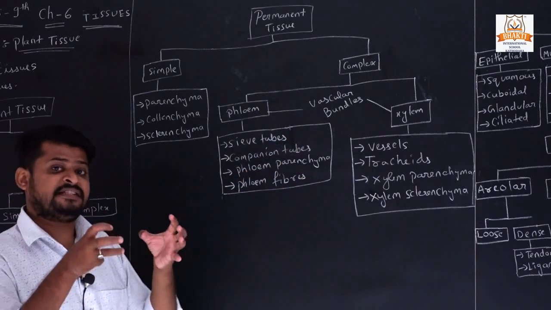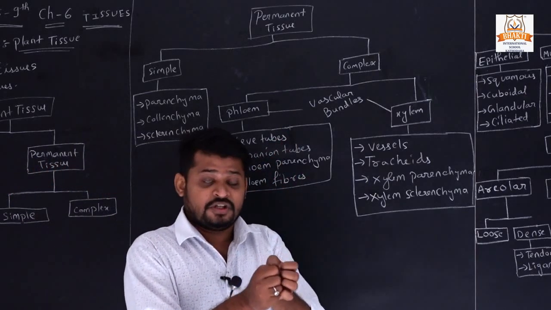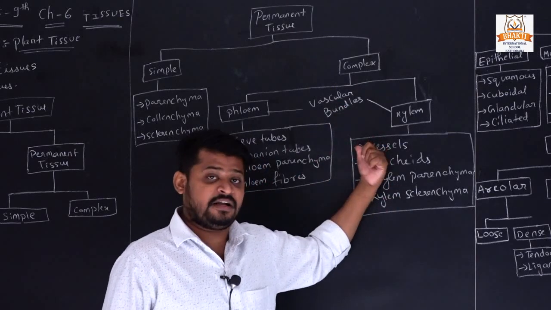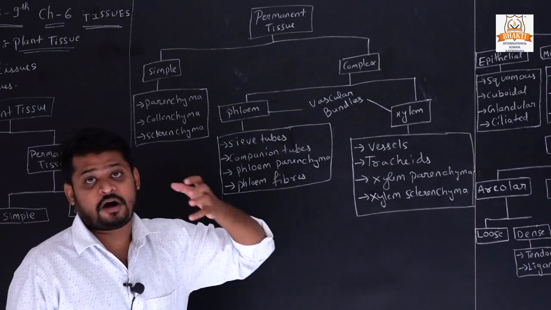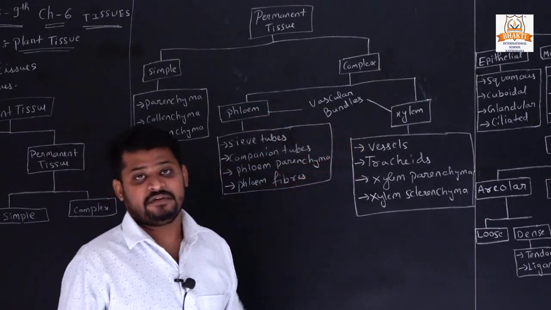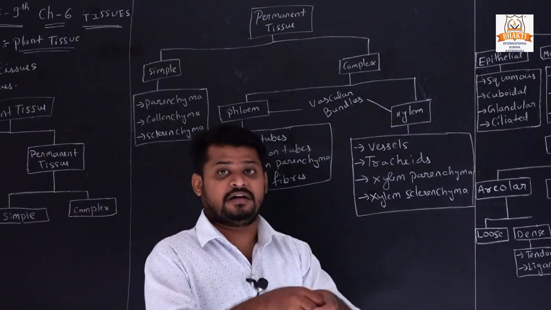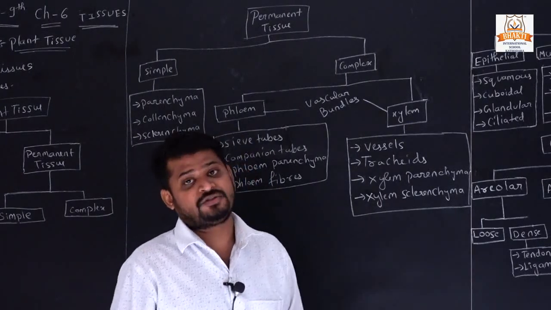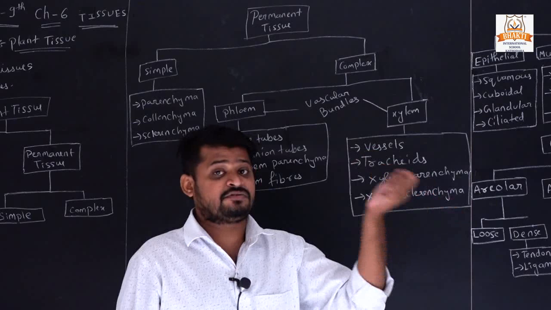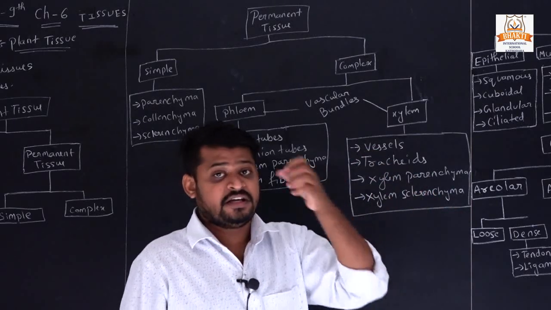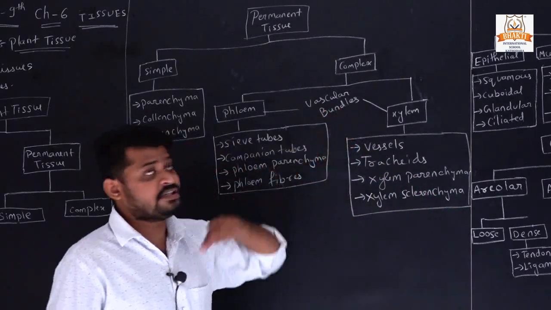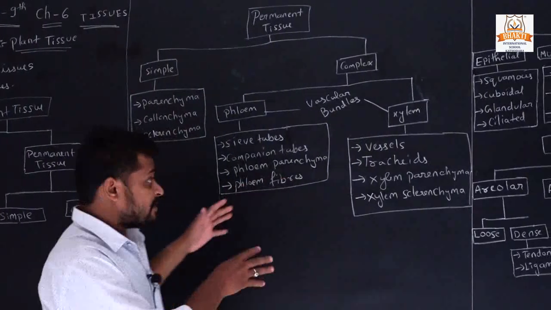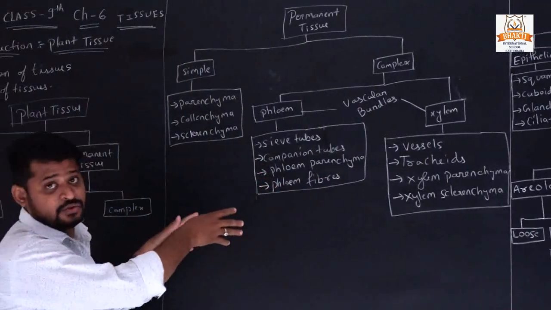When phloem and xylem combine together, it is called a vascular bundle. So what is a vascular bundle? The combination of phloem and xylem, they work together to transfer food and water from leaves to roots and roots to leaves. This is called a vascular bundle. So these are permanent tissues.